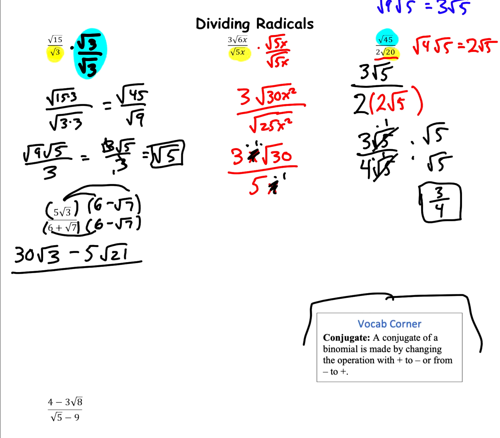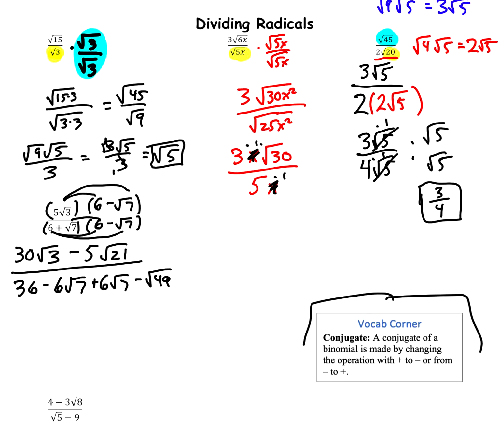6 times 6 is 36. 6 times negative radical 7 is minus 6 radical 7. Plus 6 radical 7 for radical 7 times 6. And the last one, positive radical 7 times negative radical 7 would be minus radical 49.